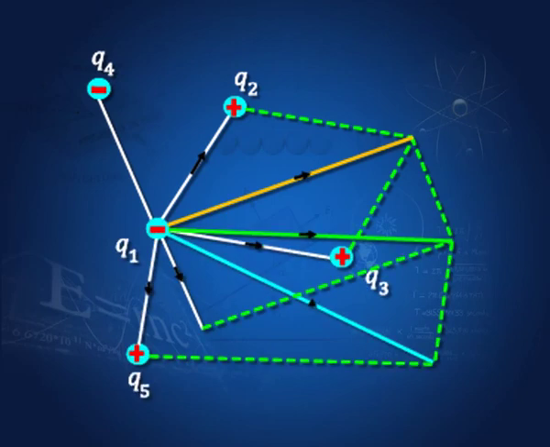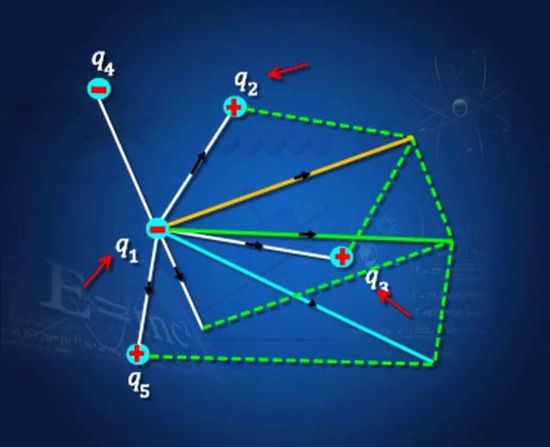So, I now study the forces on q1 due to charges q2, q3, q4 and q5, and you see q2 attracts this charge q1 because both are of opposite sign. Therefore, the force is in this direction. q3 is also positive, so it attracts q1 along this line. So, these are the two forces, and I find their resultant, which is given by this yellow line.